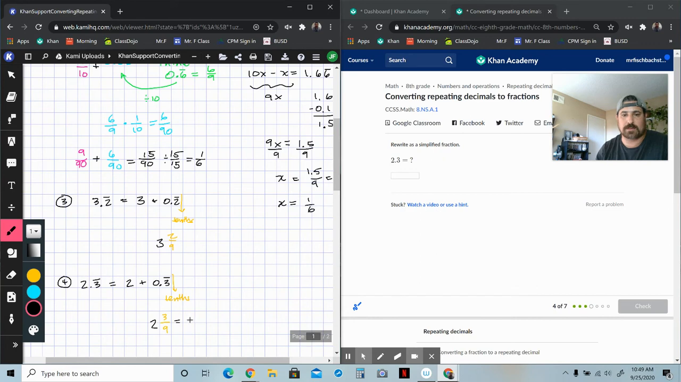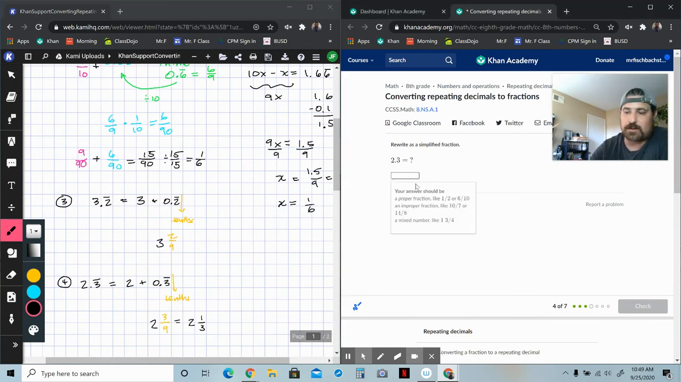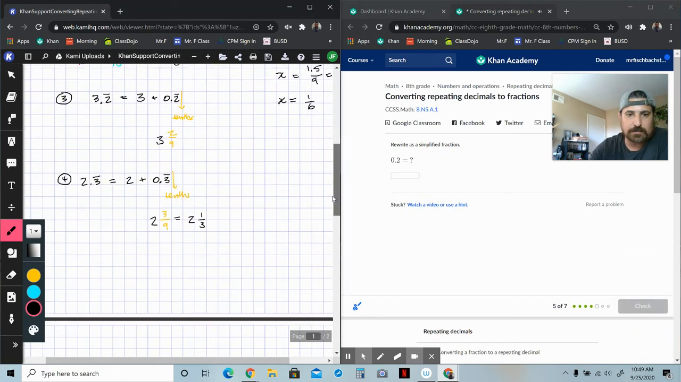Now, 2 and 3/9 is the same as 2 and 1/3 because you can divide top and bottom by 3. So you're going to get an equivalent ratio of 2 and 1/3. And so that's what we put in, 2 space 1/3. All right, let's do the next one.